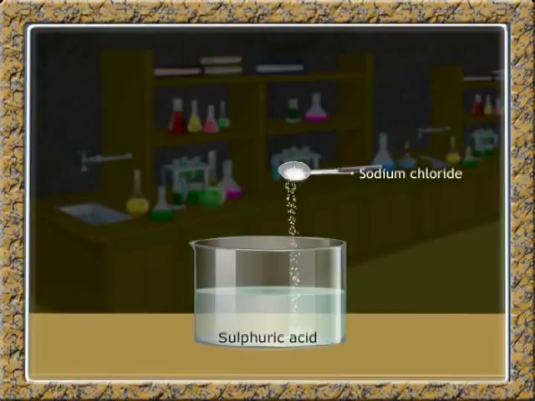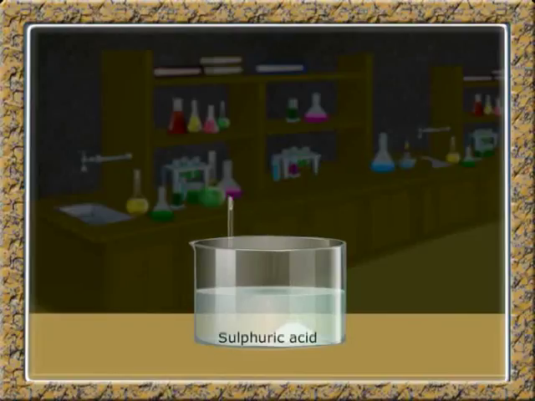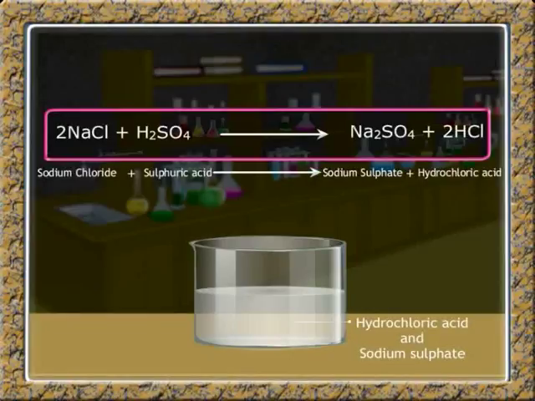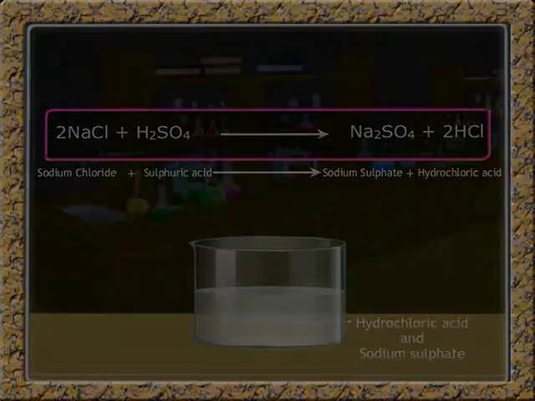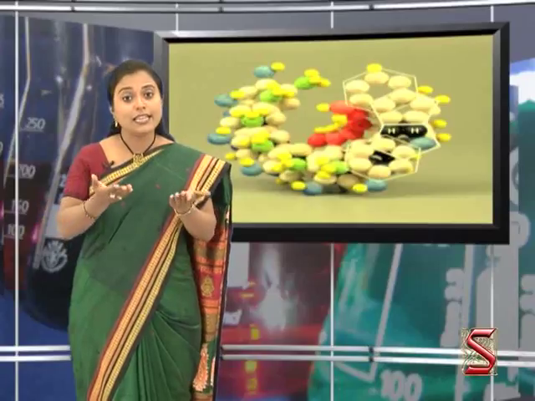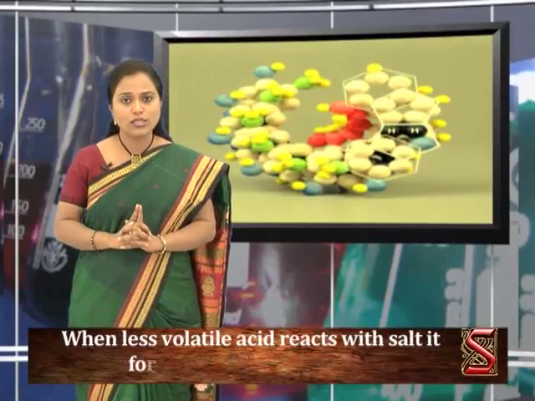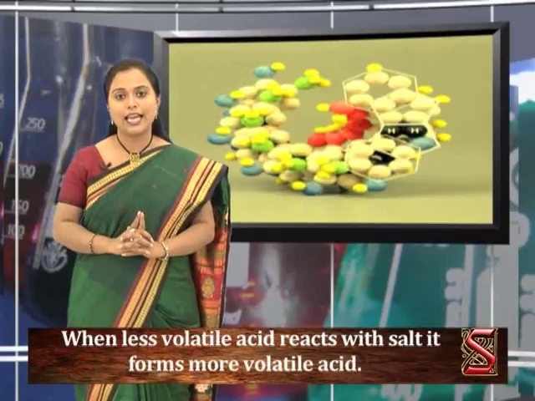When sodium chloride reacts with sulfuric acid, it forms another acid, that is hydrochloric acid, and sodium sulfate. The chemical equation is 2NaCl plus H2SO4 gives Na2SO4 plus 2HCl. Have you noticed one thing? Sulfuric acid is less volatile than hydrochloric acid. Thus, we can say that when a less volatile acid reacts with a salt, it forms a more volatile acid.